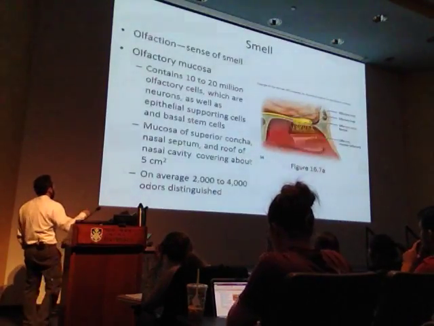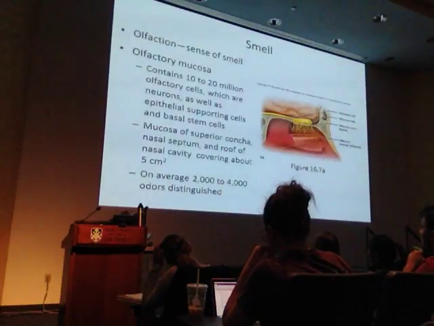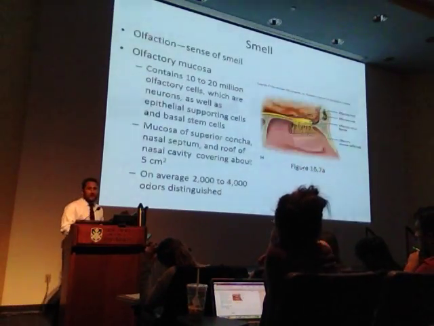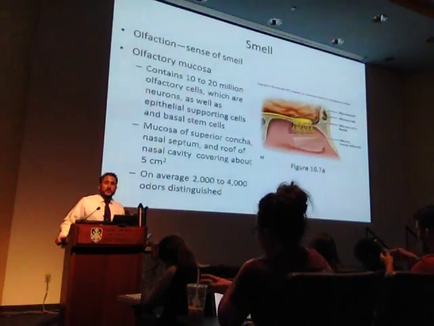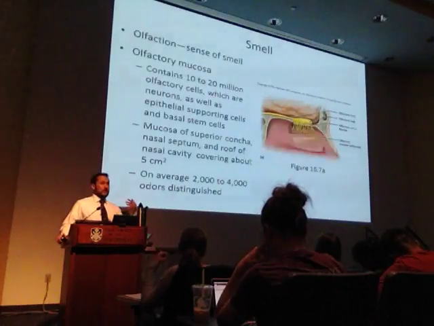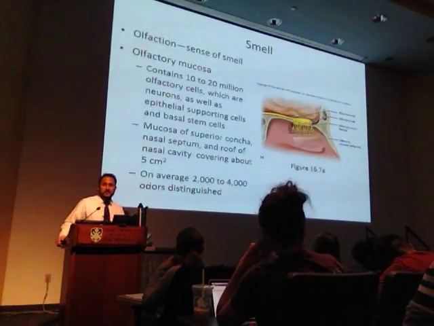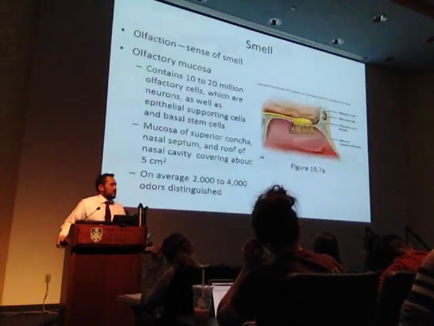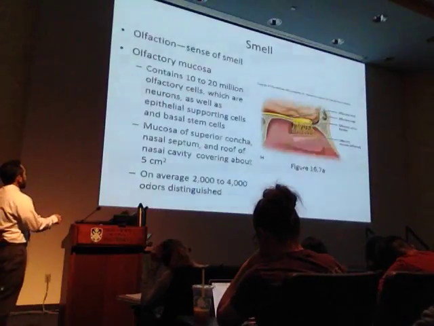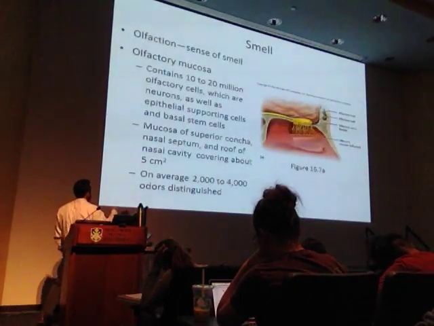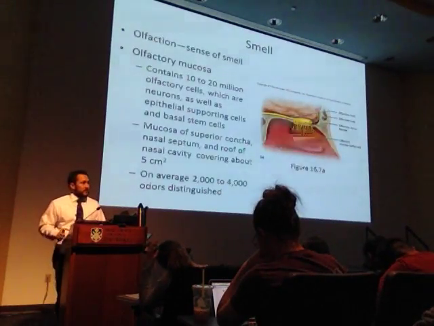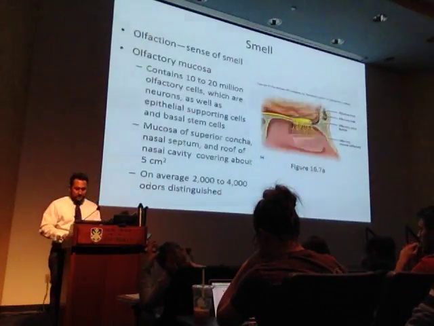The 10 to 20 million olfactory cells are set up very similarly. They're going to have supporting cells as well. We'll look at that. And they have an epithelium, and it's a moist environment. Why is it moist? So it can dissolve. So what can dissolve? The chemical. The odorant molecule, otherwise known as the chemical, can dissolve. Yeah, high five. High five your lecture study partner. So they must dissolve in fluid in order to be detected, just like what we saw with taste. So the mucosa is wet. The mucosa of the superior concha, the nasal septum, and the roof of the nasal cavity is about 5 square centimeters. Now, instead of 5, we're orders of magnitude above that with 2 to 4,000 different odorants that we can distinguish.